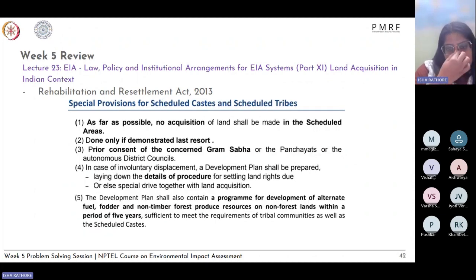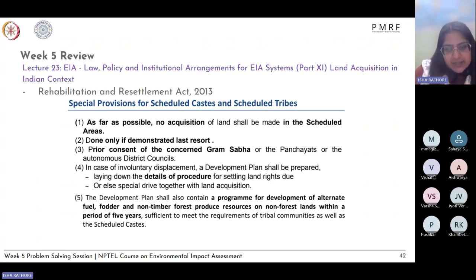Then we looked at special provisions for the scheduled castes and scheduled tribes, the SC and ST community. So as far as possible, no acquisition of land shall be made in the scheduled areas. It should be done only as the last resort. Prior consent of the concerned Gram Sabha or Panchayat needs to be taken. And in case of involuntary displacement, a development plan shall be prepared, laying out the details of the procedure for settling the land rights or giving them a special drive through with the land acquisition.